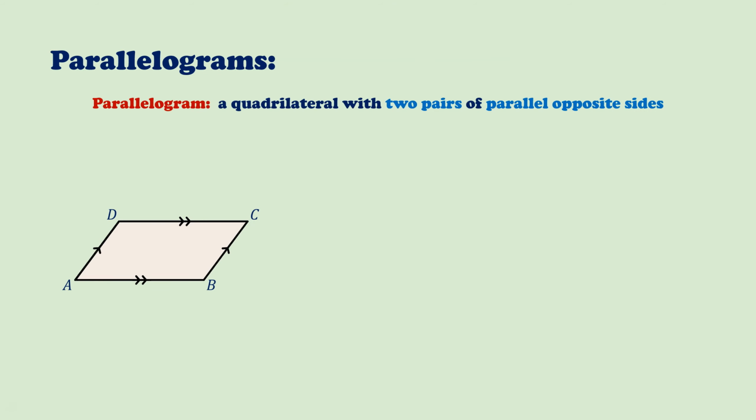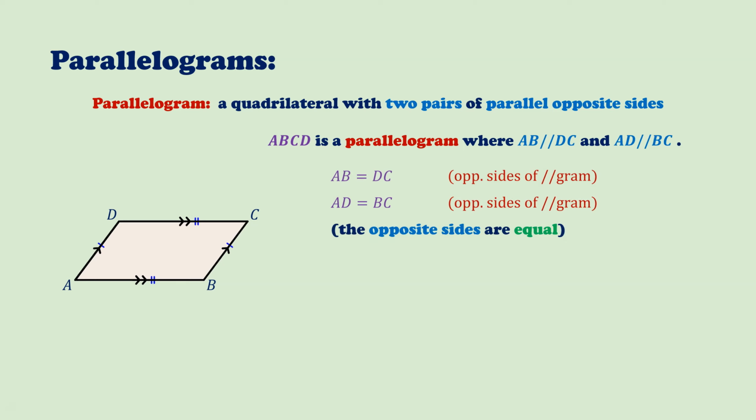A parallelogram is a quadrilateral with two pairs of parallel opposite sides. In this figure, we say that ABCD is a parallelogram where AB is parallel to DC and AD is parallel to BC. Obviously, a parallelogram should have the properties of a trapezium. In addition, there are three more properties.